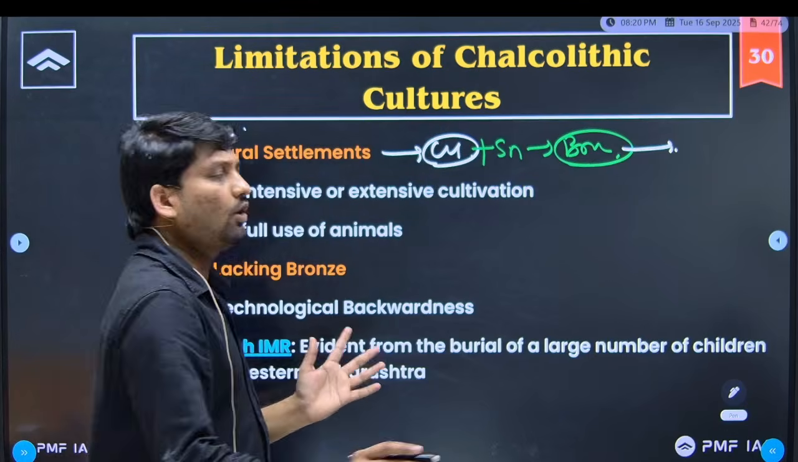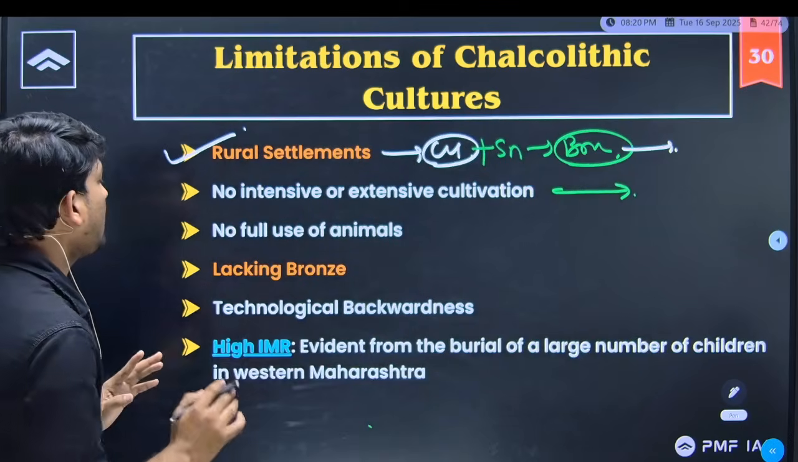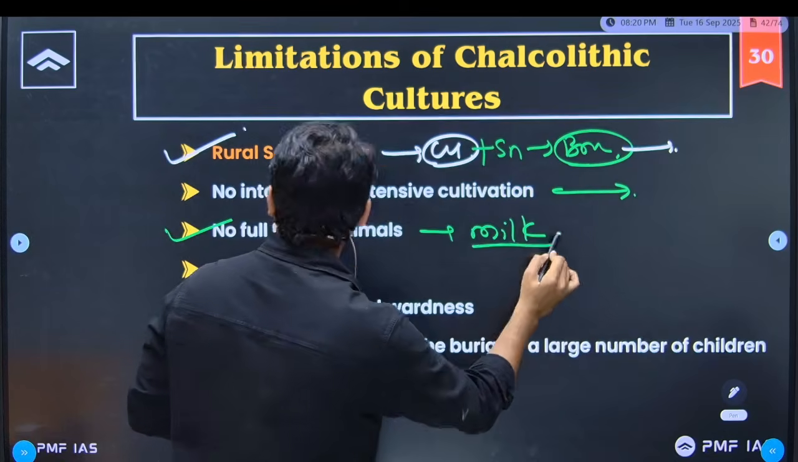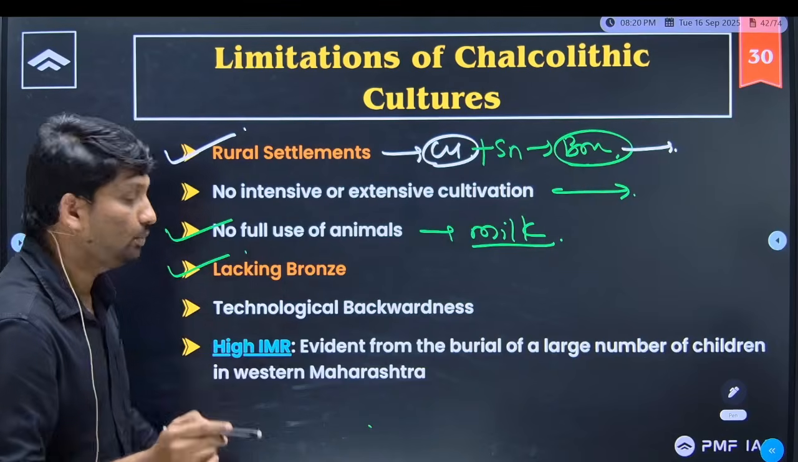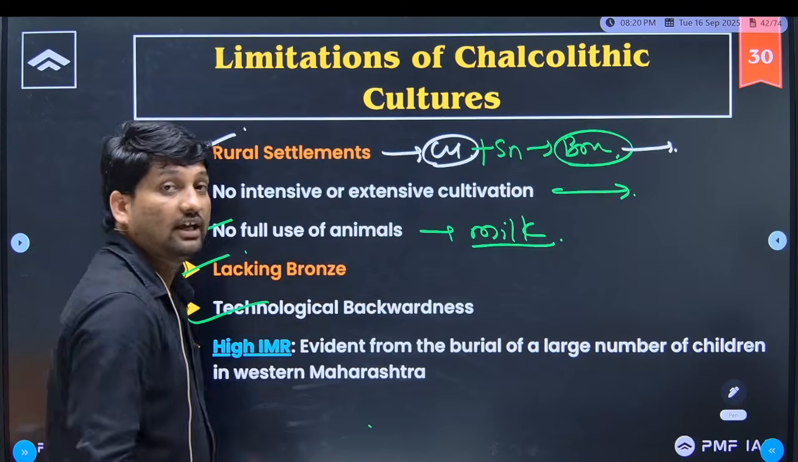In Maharashtra and all these regions, they did not do any extensive or intensive cultivation. They did not use animals fully. We have seen this. They did not use the animal for milk. They did not know how to mix copper with tin to make this bronze. And if you compare with the Harappa, they were technologically backward.